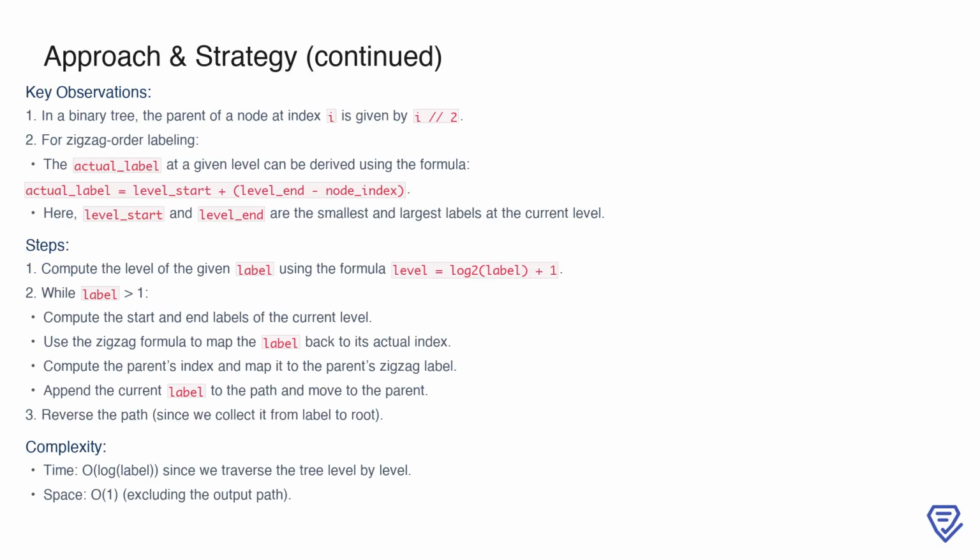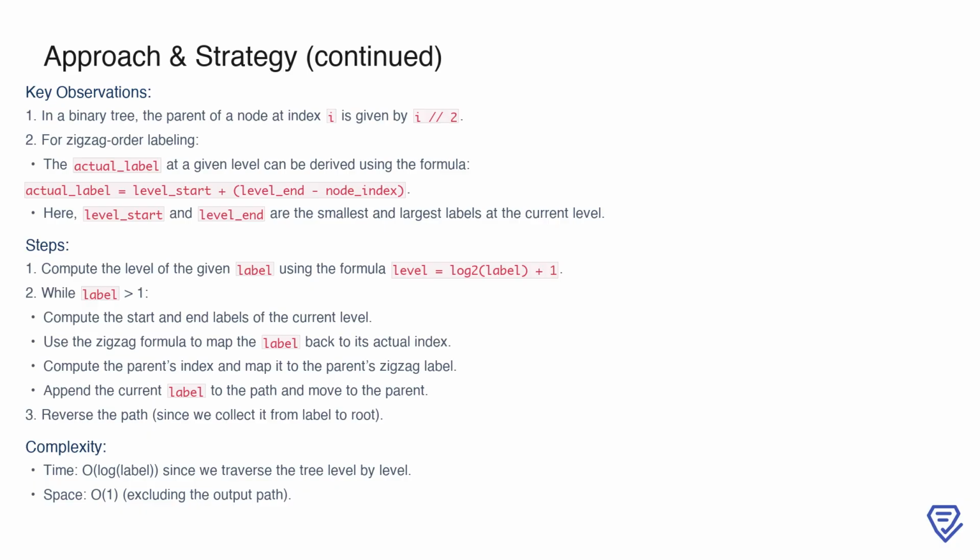To implement the mathematical backtracking approach, we rely on key observations about binary trees and zigzag labeling. First, we know that in a binary tree, the parent of a node at index I can be found by dividing I by 2. For zigzag labeling, the actual label of a node at a given level can be calculated using the formula level_start plus the difference between level_end and the node's index. Here, level_start and level_end represent the smallest and largest labels at that level, respectively.